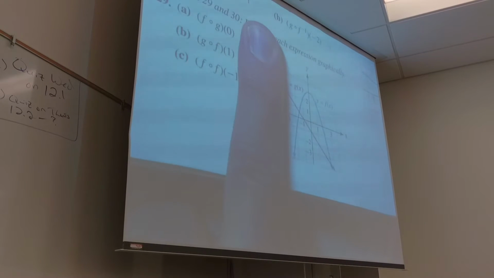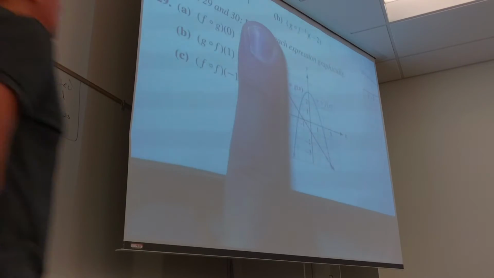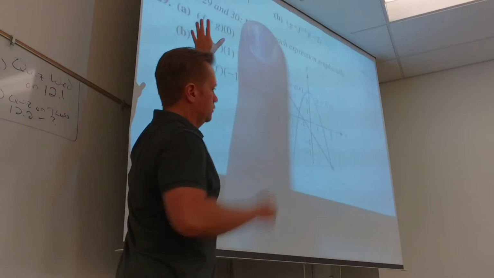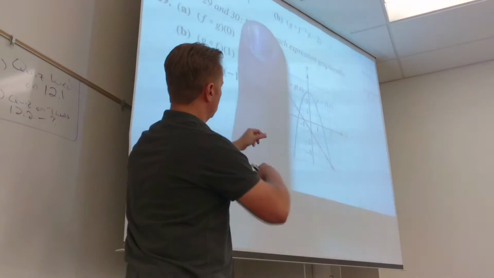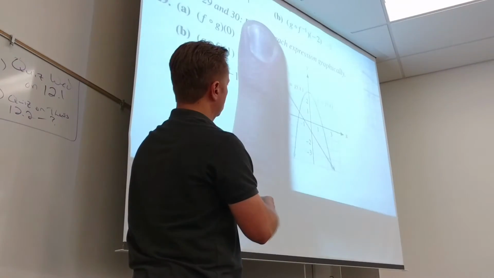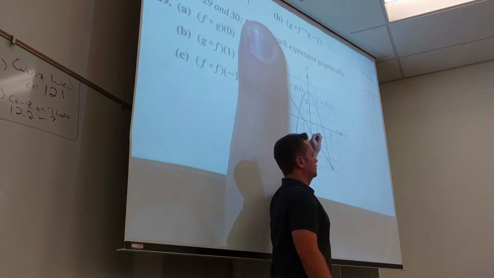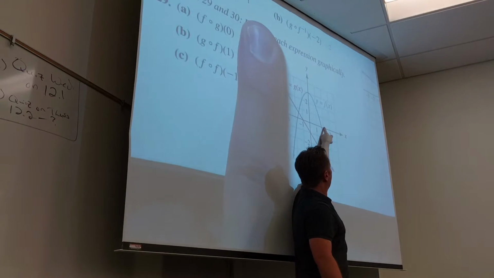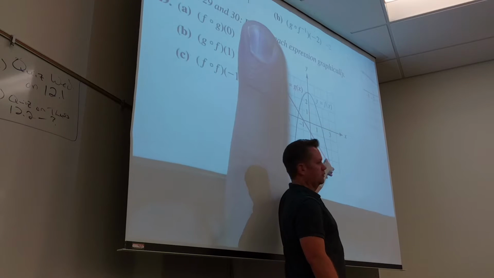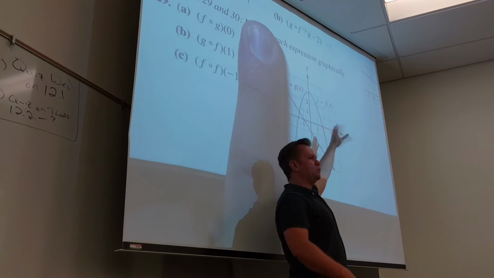So look at part B. What would you have to figure out very first thing? F of 1. What's f of 1? Okay, so what is f of 1? 2. I like it. So then now what's the question? What's g of 2? Which one's g? Red. And so what's g of 2? Well, where's the red line when x is 2? -3. So there's a couple layers to this problem.